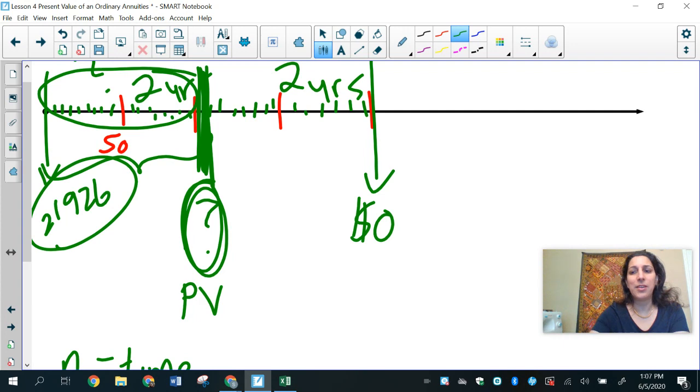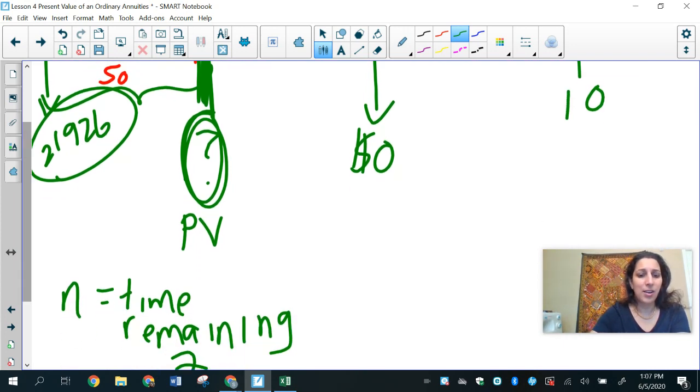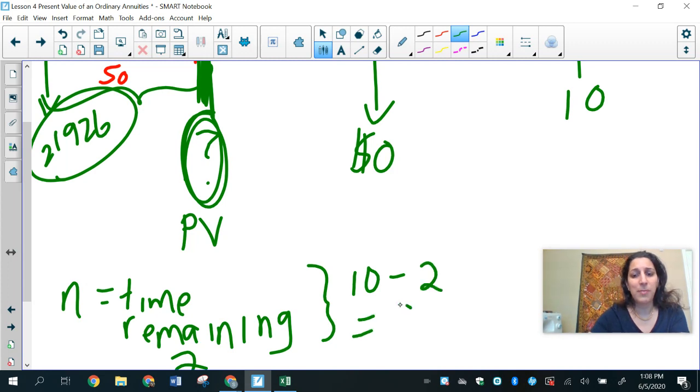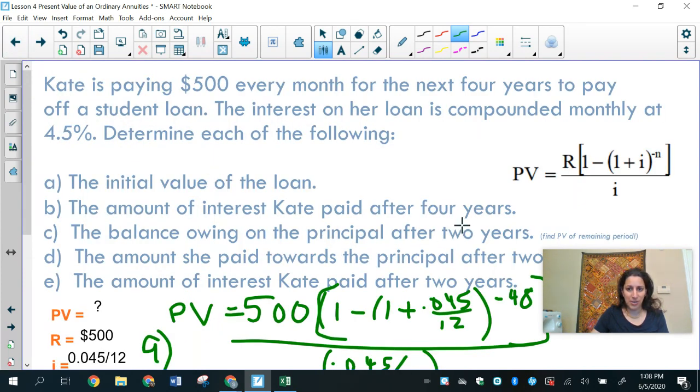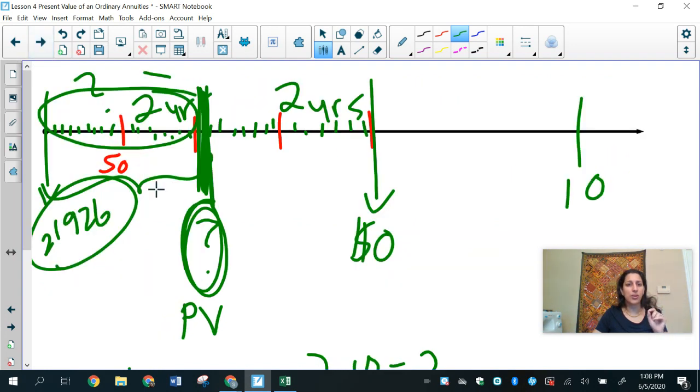Even if this was, let's say, a 10-year period, then I would ask you to make the N not 2. I would have asked you to make the time remaining 10 minus 2, and then you would have made N 8. Okay, so I don't want you to just say, oh, I'm taking 2 because there was 2 years in this question, because the question said 2 years. That's not why I'm putting 2 in. I'm putting 2 in because it's the period remaining. So I would have put 8 in if it was 10. I hope you understand that. Okay, this is the only way it's actually going to work.